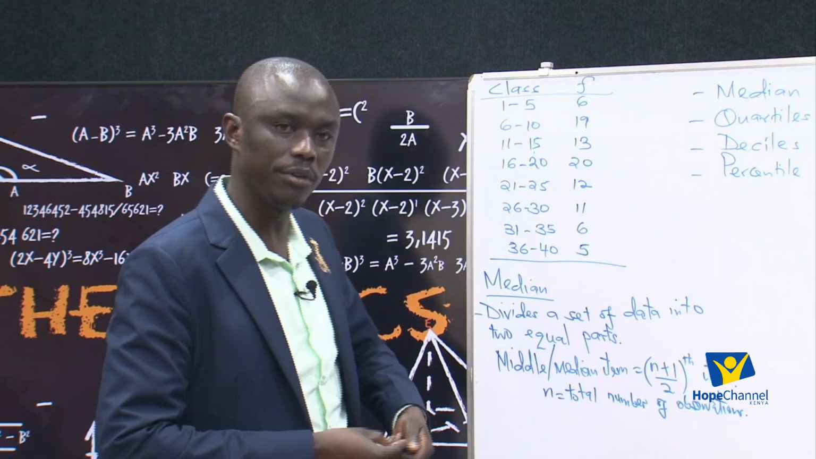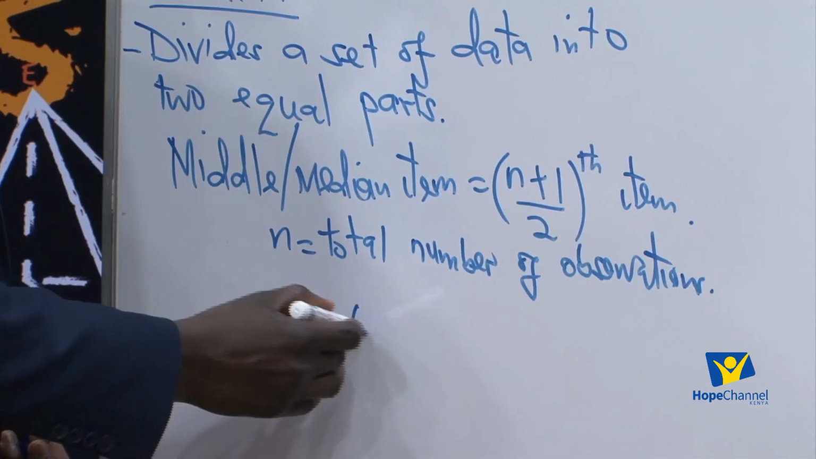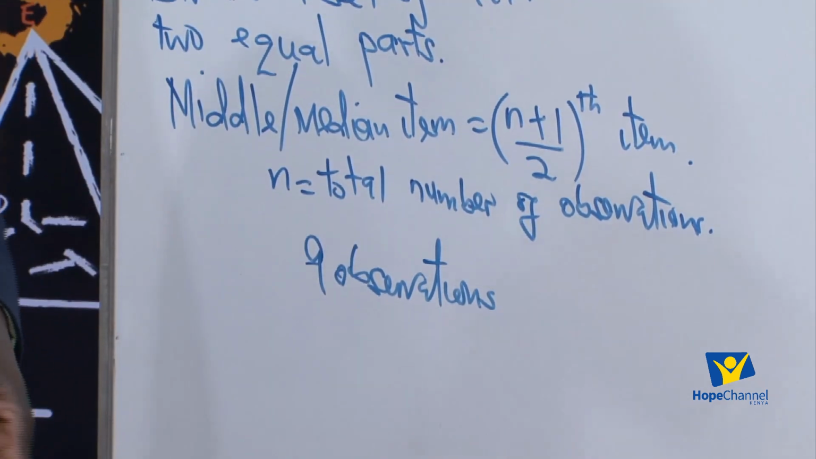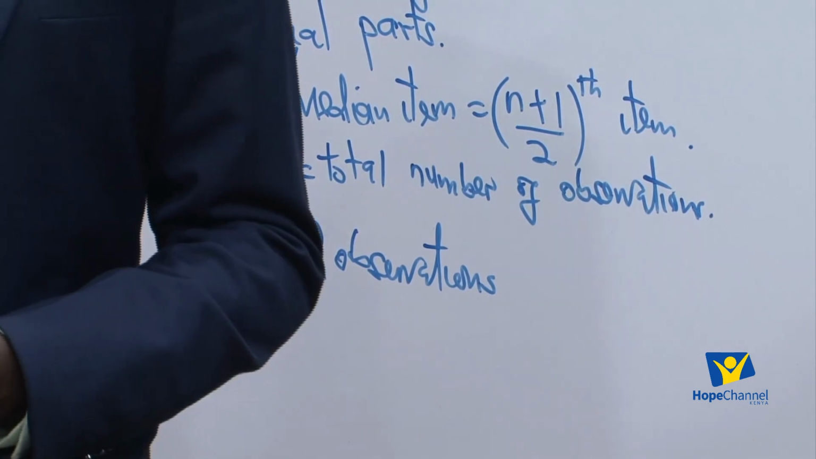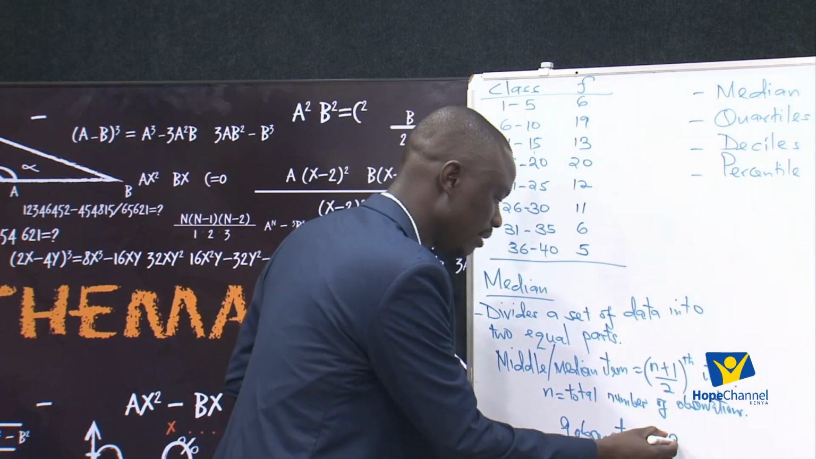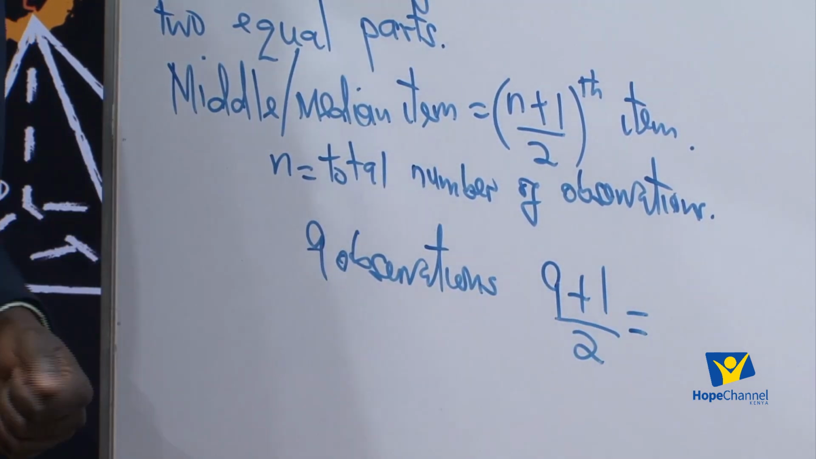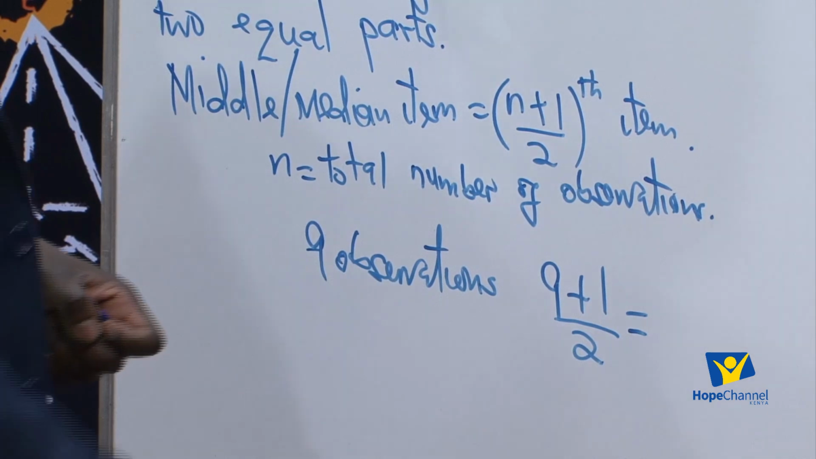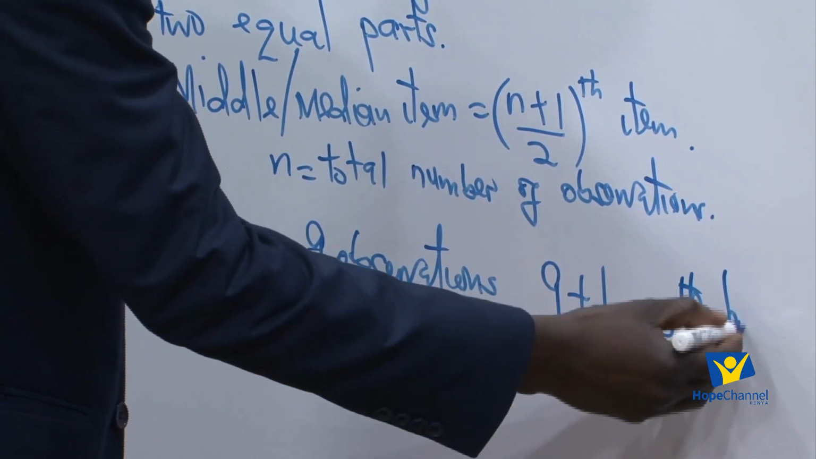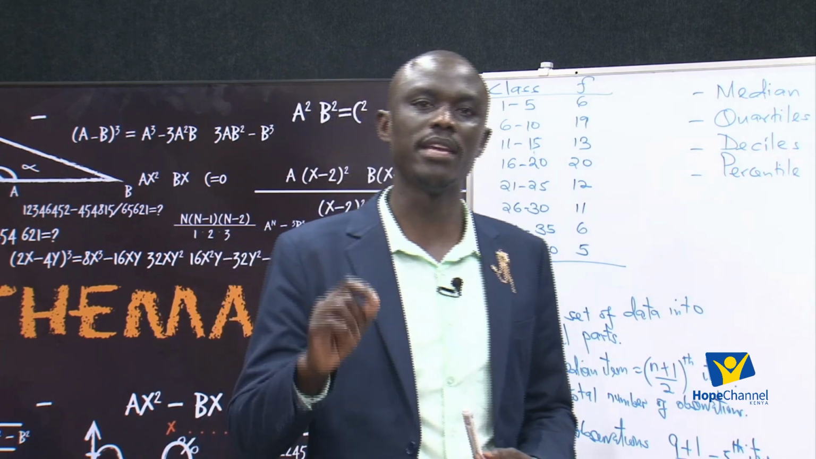So meaning that if you have a total of 9 observations, and we want to know which observation is at the middle, we just say 9 plus 1 divided by 2. So 9 plus 1 in this case is 10. 10 divided by 2 will give us 5. So the fifth item is the item in the middle, and that fifth item is the median.